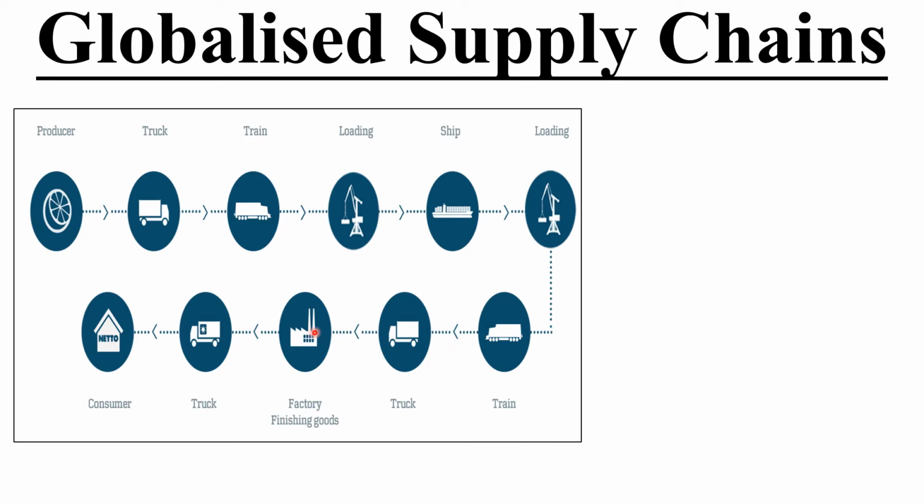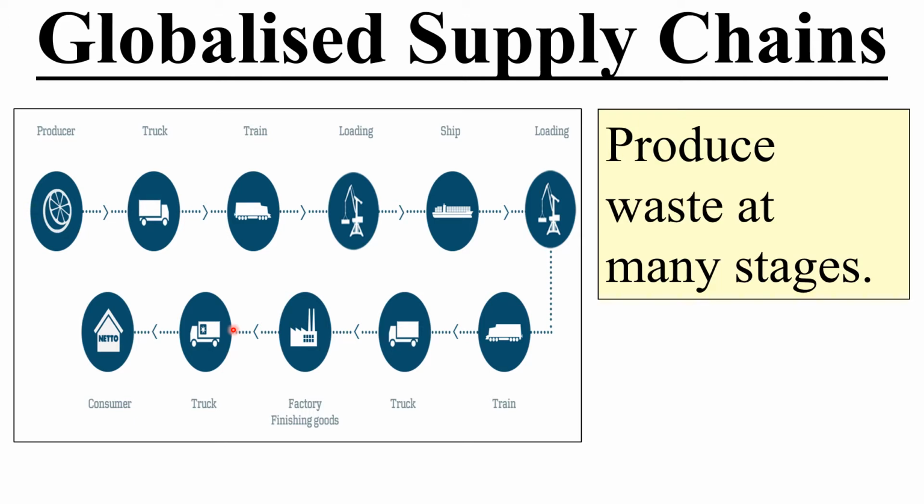Okay, so here we've got again a long chain of events which happens before a product gets to a consumer, and as a result of this is what we call a globalized supply chain. A lot of the things that you buy in a supermarket will come from different locations around the world, and as a result, if something is produced in Asia or America, in order for it to get here, that's a large amount of energy. So these globalized supply chains mean lots of waste is produced at many different stages.